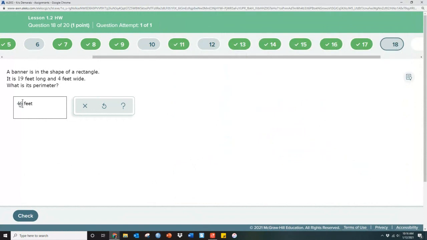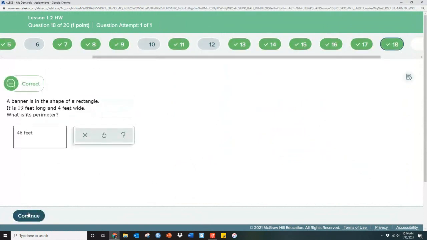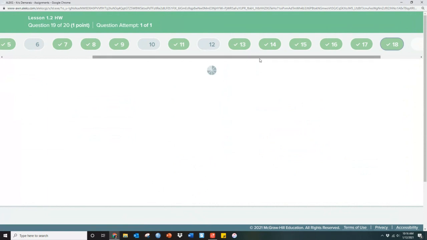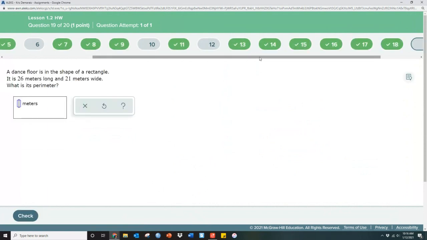There's another way you can do it too, and that is 19 times 2 plus 4 times 2. And likewise, you do 26 plus 26 plus 21 plus 21.